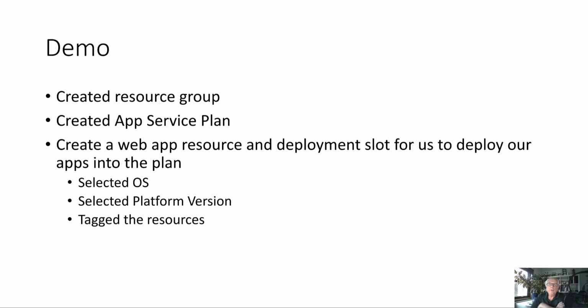So in our demo, you saw how we created a resource group. We created an app services plan. We created the resource and deployment slot. That's where you can deploy your web app later. We selected the operating system and the platform version, and we made sure that we tagged our resources.